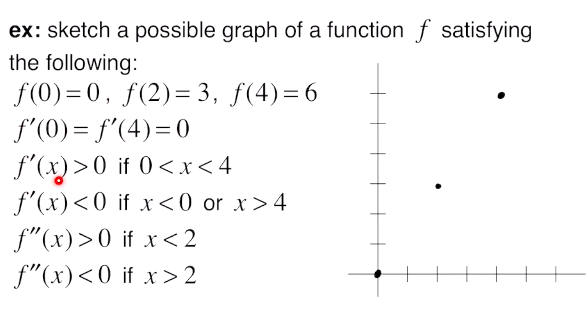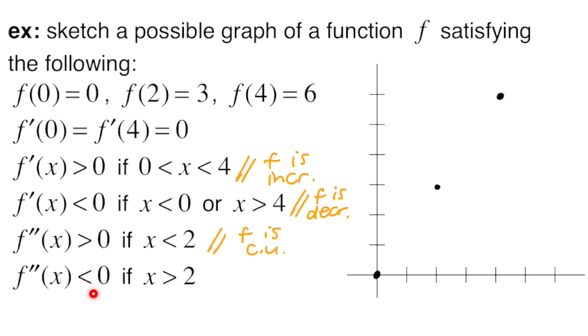Next we have f prime is greater than 0 or positive from 0 to 4, so that means f is increasing. Here we have f prime is negative for less than 0 or greater than 4, so that's going to be where f is decreasing. Next we have f double prime is positive for less than 2, so that's going to be where f is concave up. And f double prime is negative for greater than 2, so that's going to be where f is concave down.